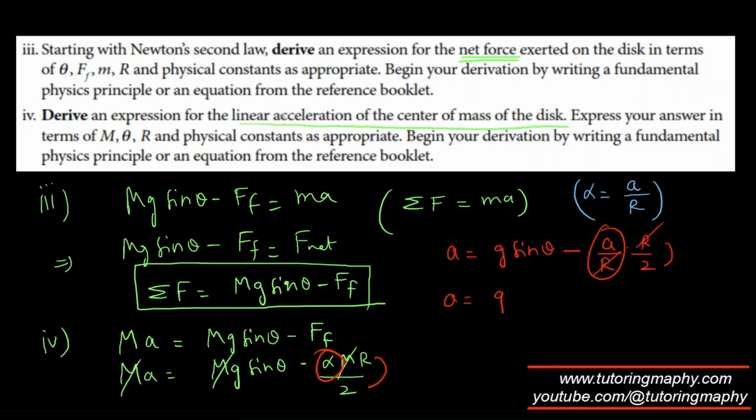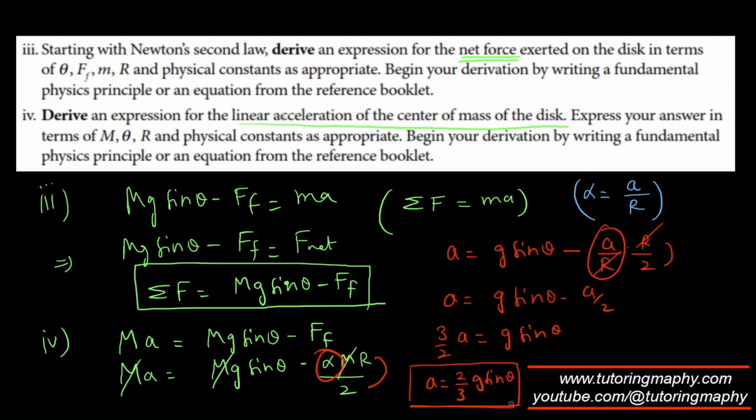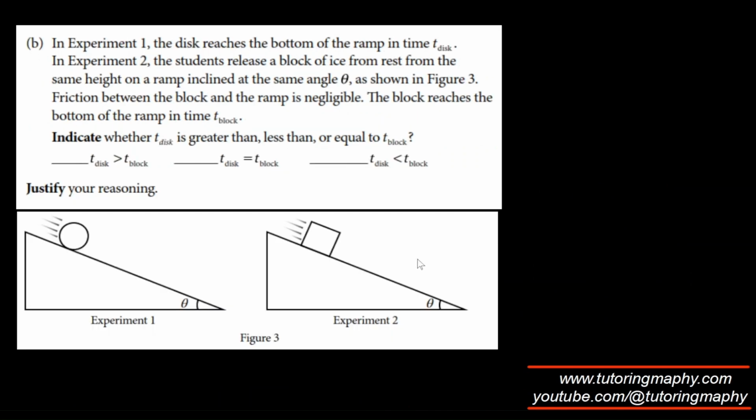We are left with A is equal to G sine theta minus A over 2. Adding A over 2 to both the sides, I will get 3 over 2 A is equal to G sine theta. So the acceleration will be 2/3 of G sine theta. And that is indeed our final answer for this part. Finally, over here, the last question.